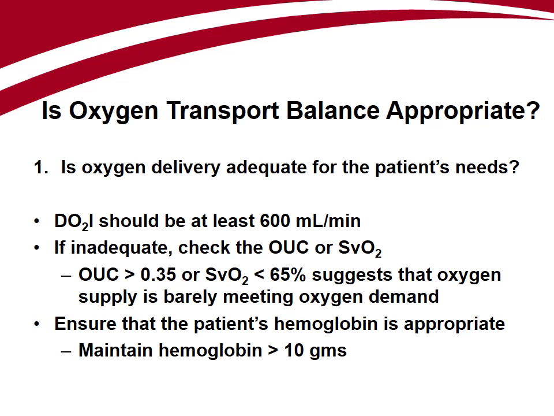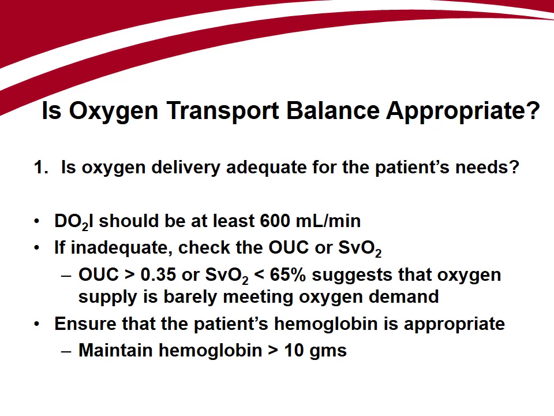Remember that oxygen delivery is heavily dependent upon having adequate hemoglobin to transport oxygen. While the optimal hemoglobin remains unknown, evidence suggests that a hemoglobin above 10 grams during the first 48 hours of shock resuscitation is associated with improved outcome.